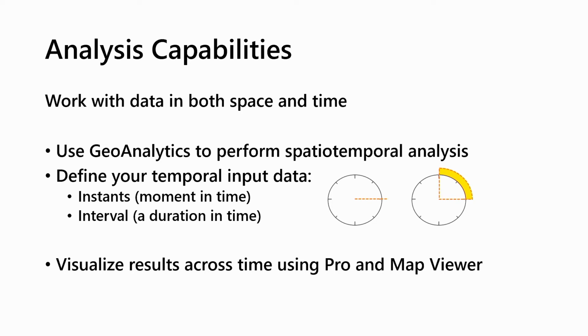The way that you do that is you define your temporal input data. The two ways that we do that, and it's very similar to what you might already do in Pro or on your feature service, is you can have an instant, which is just a single moment in time, so you have one timestamp, or you can have an interval, which is a duration in time, so you have a start and end time. When you're using time, you can obviously visualize your results in Pro. If you wanted to create a feature service, you could do that with Map Viewer as well.